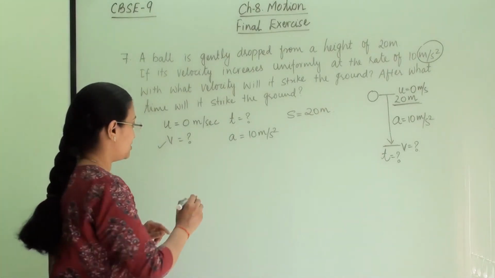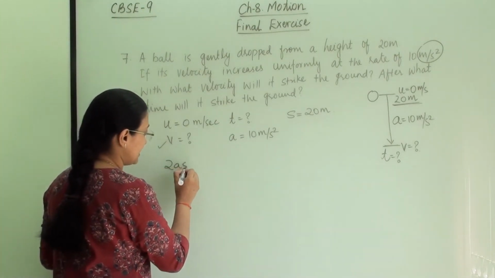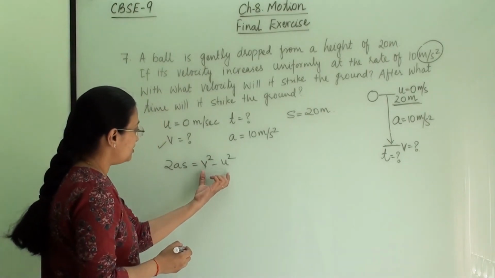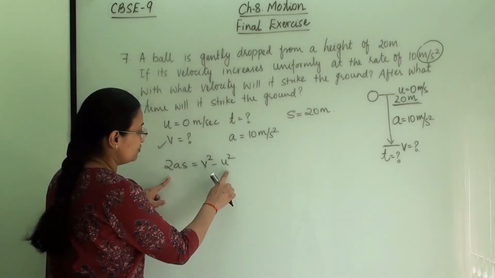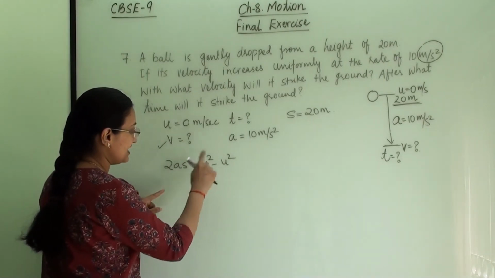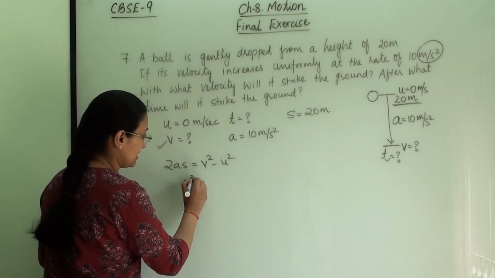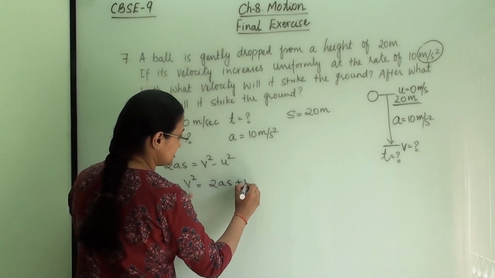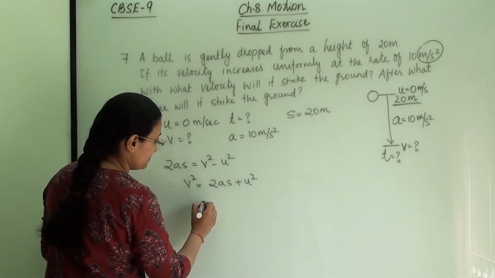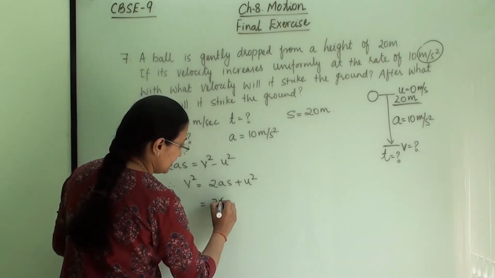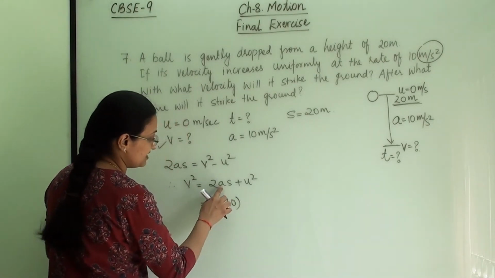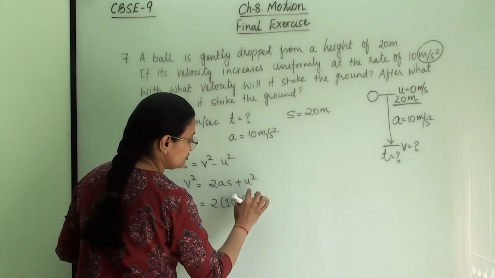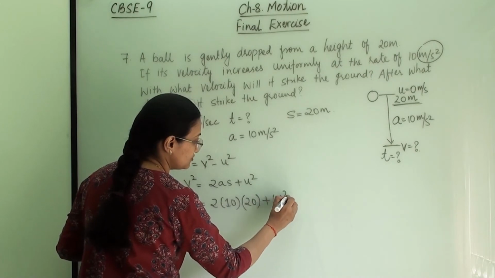So we have the equation 2as equals v square minus u square. Now we know a, s and u, and we have to find v. So let us rearrange this equation. v square equals 2as plus u square. That equals 2 into 10, 10 is our acceleration, s is 20, plus u square, u is 0, so 0 square.